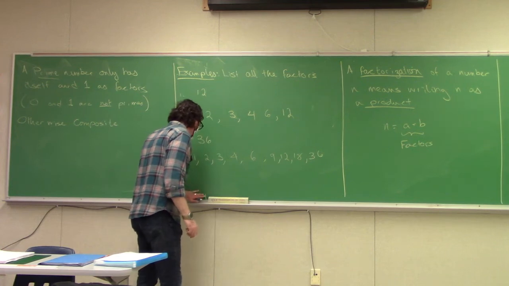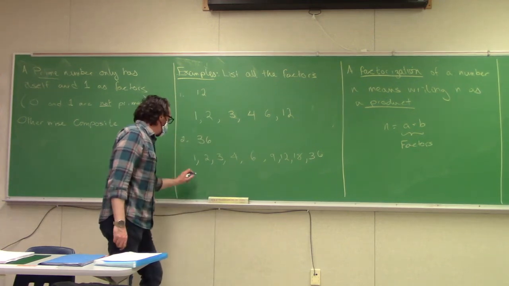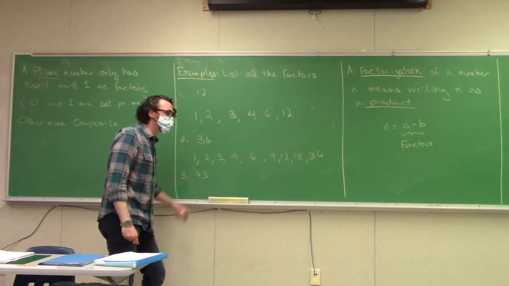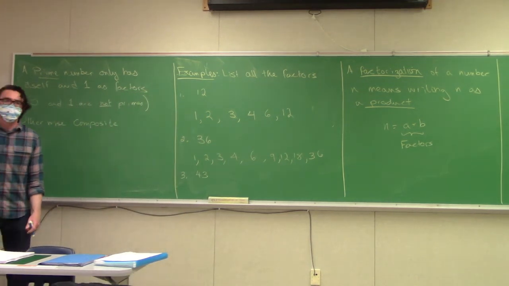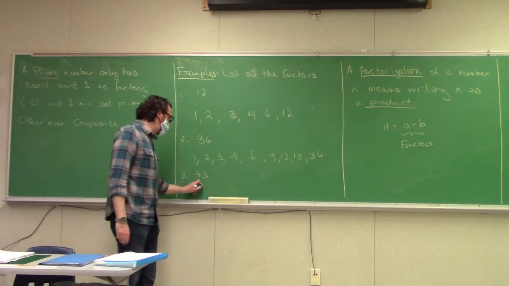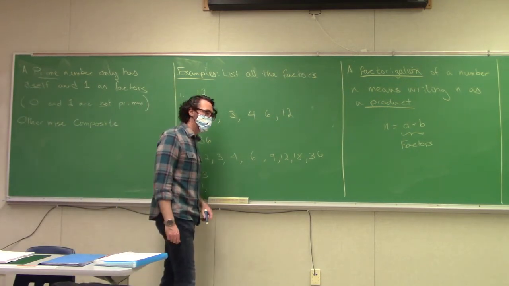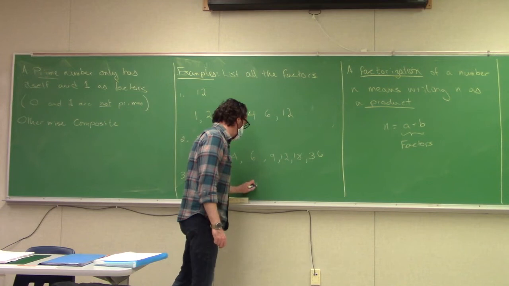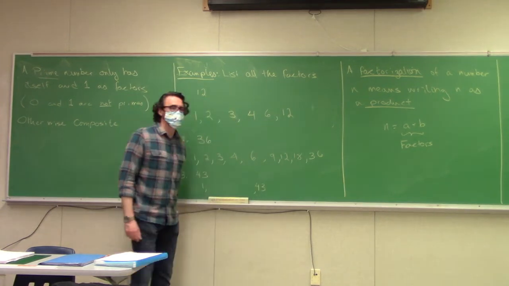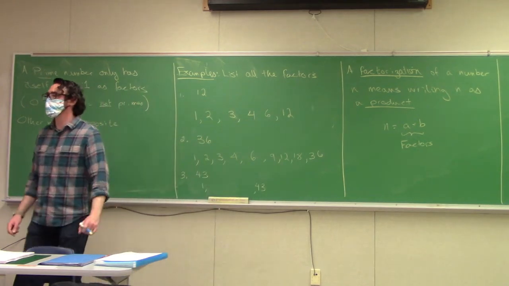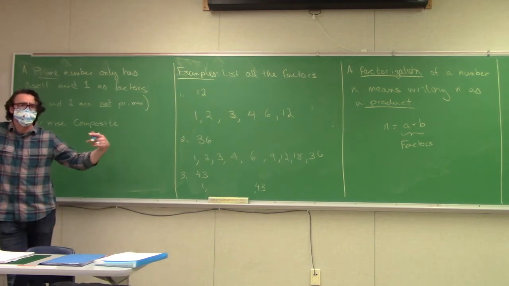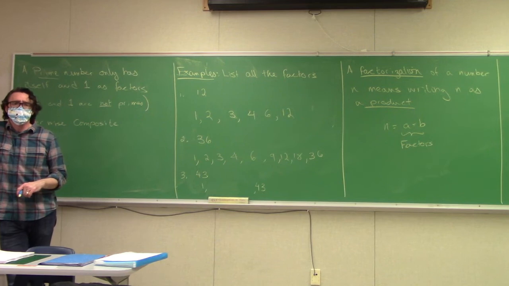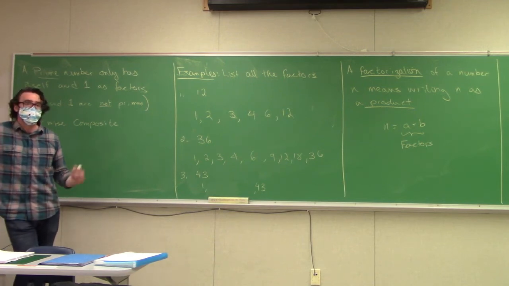So let's try 43. Okay, so we know it's divisible by 1 because everything is. 1 and 43. Is it even? No, it ends in a 3. Is it divisible by 3? No, it's not. A couple of ways we could do it.